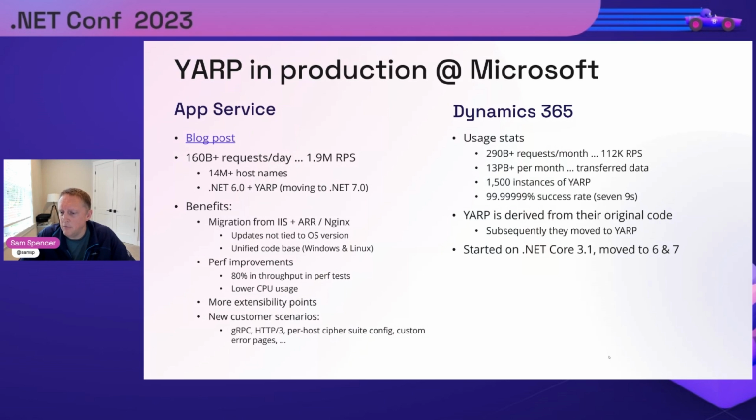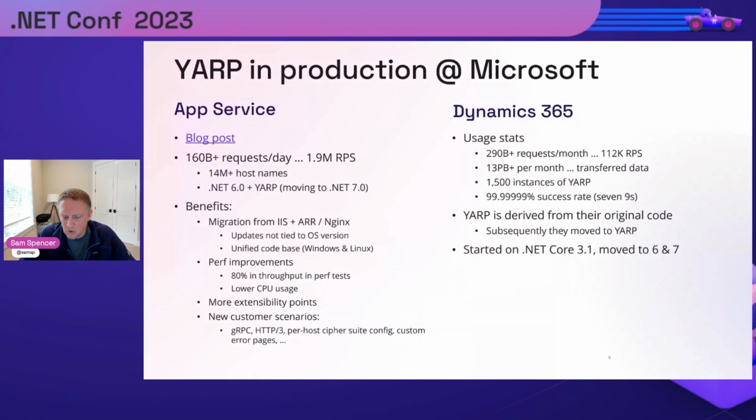They had their own version of it. We took that, we forked it, we added a lot more resilience to it, brought it to the .NET coding standards, etc. And subsequently, Dynamics 365 has picked up YARP. They started on .NET Core 3.1 and subsequently have moved to .NET 6 and .NET 7. And they're getting billions of requests a month. They have it deployed on over 1,500 instances, and they're getting a 7.9 success rate. It's incredible.